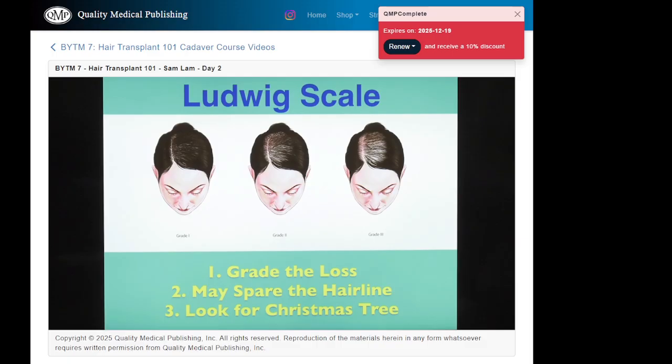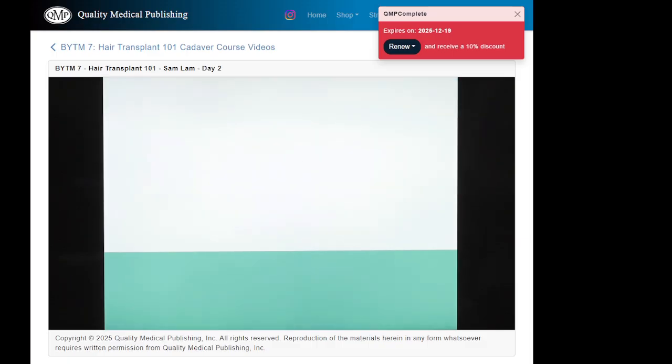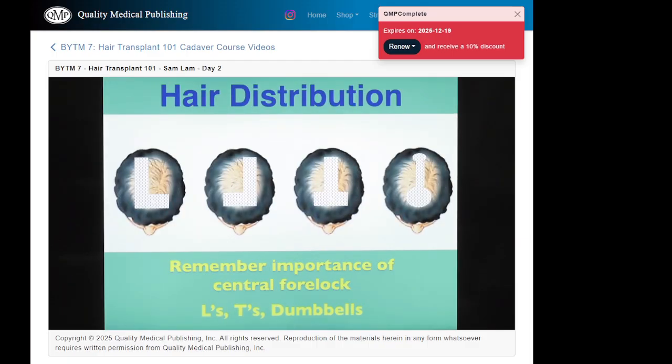So Ludwig scale, just to repeat again, may or may not spare the hairline. You can look for the Christmas tree if you like, but this is a really good simplified design algorithm because women, their density is not good in the back, so you've got to cheat. The take-home lesson is don't treat it like a male design. Women don't go completely bald. That's good. So you don't worry about just transplanting one side.